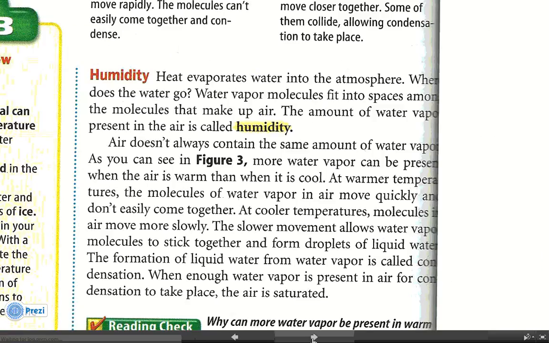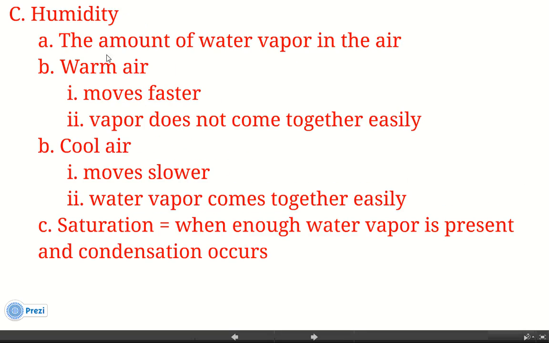Alright, so here come our notes. Okay, humidity, here's our definition. The amount of water vapor in the air. Alright, now we're going to compare our warm air and our cool air. And here's my mistake. That should be a C. Alright, so warm air, the molecules move faster. The vapor does not come together easily. And cool air, the particles and molecules move slower, so the water vapor comes together easily.